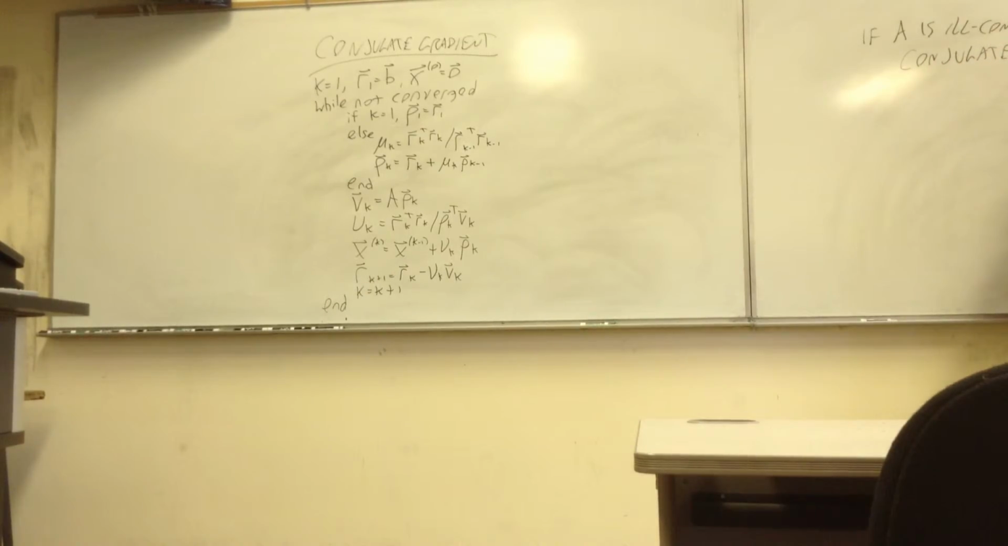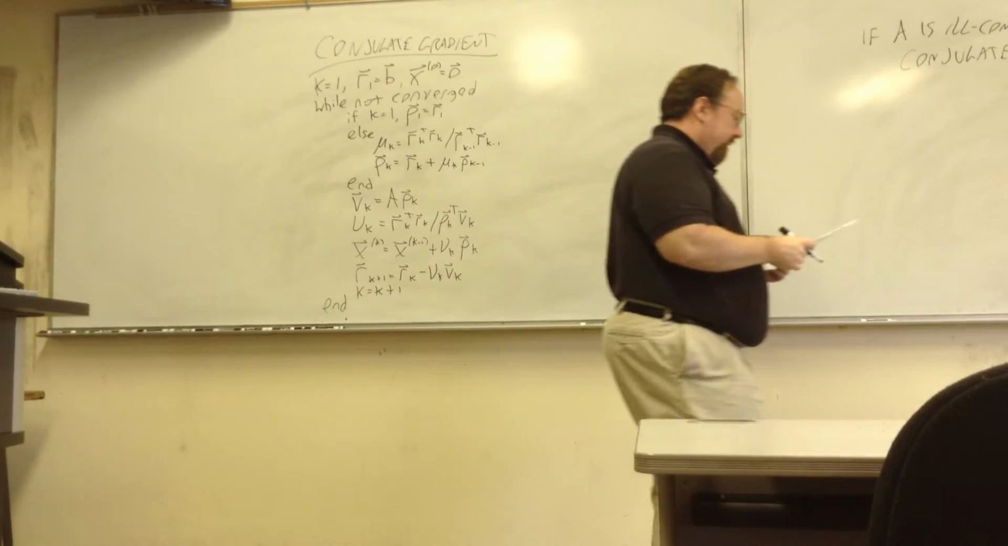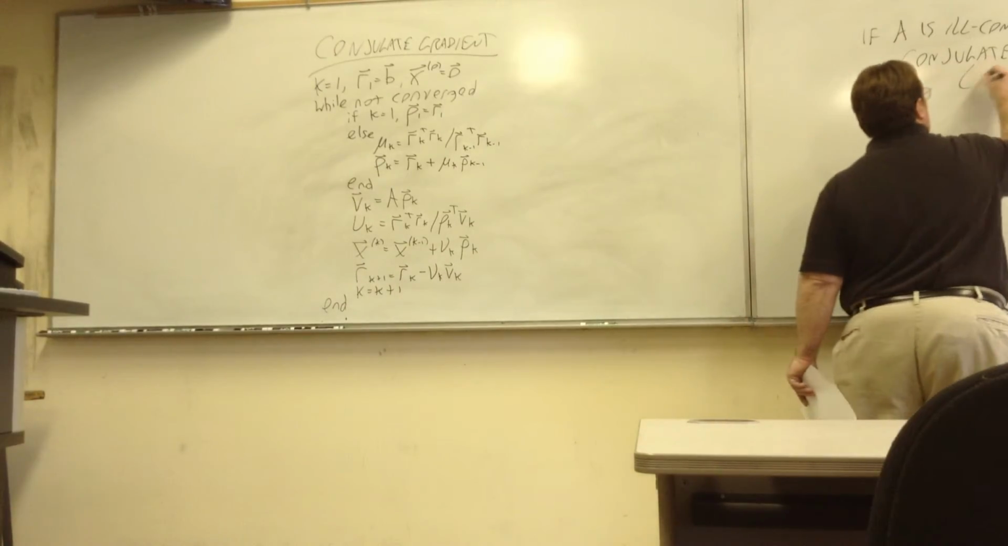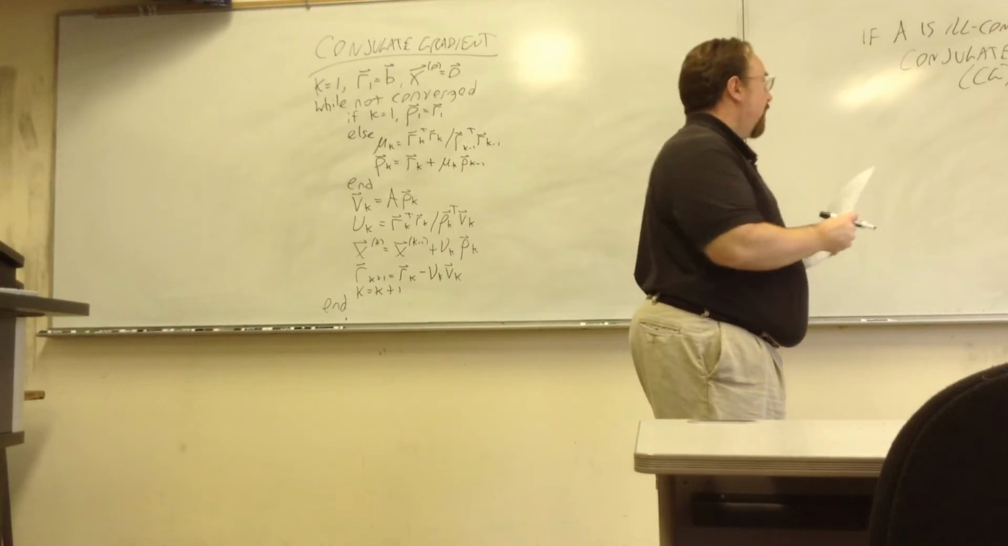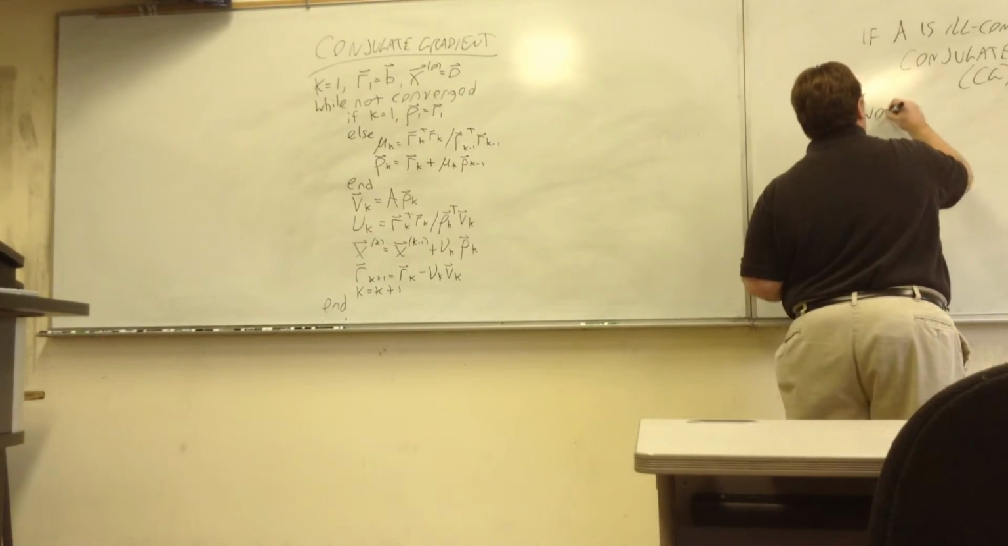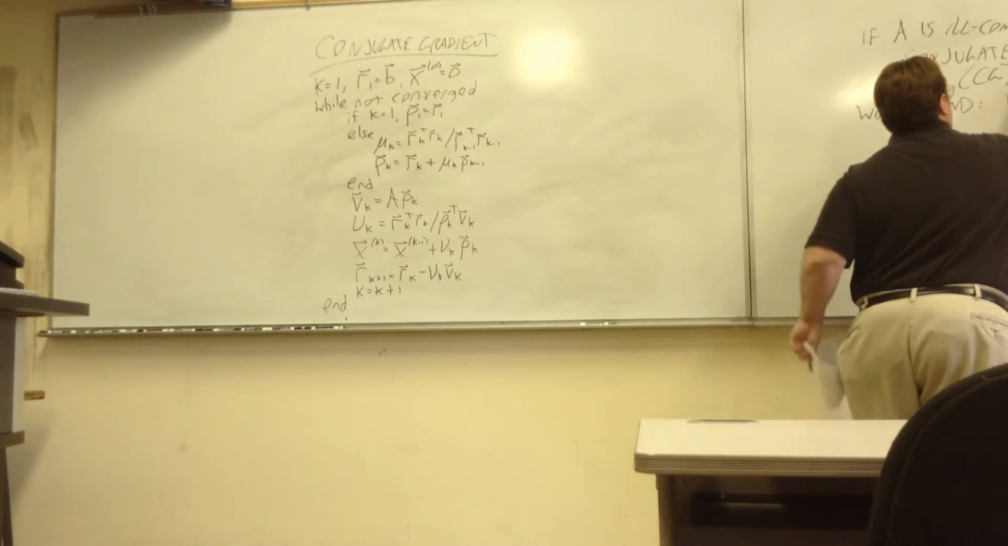Conjugate gradient method can be unbearably slow. Maybe not as bad as steepest descent, but still bad. Conjugate gradient, I'll just abbreviate as CG from now on. Okay, so the workaround for this is known as preconditioning.